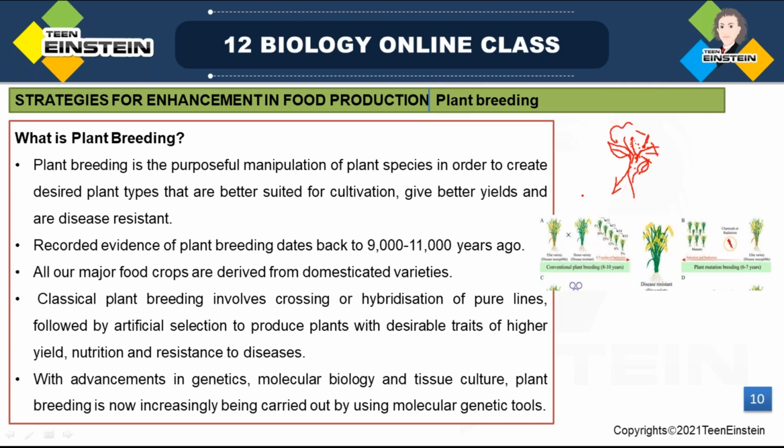That means this plant is not disease resistant. It is susceptible to that disease. What you can understand from this is that it has the capacity to produce more number of peas. But the problem with this plant is that it is not able to withstand the diseased condition. It doesn't have the disease resistant capacity.